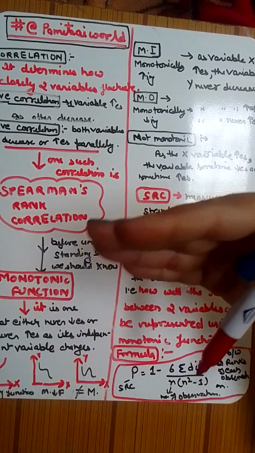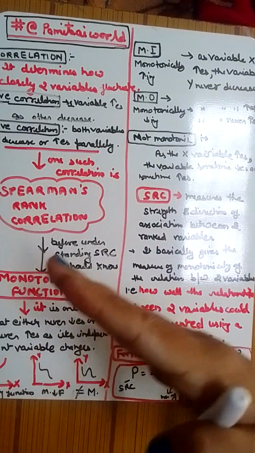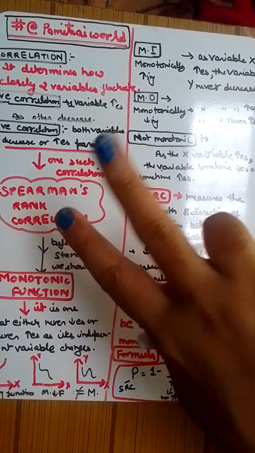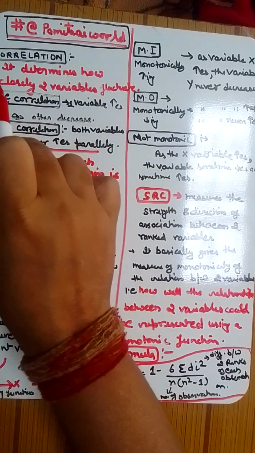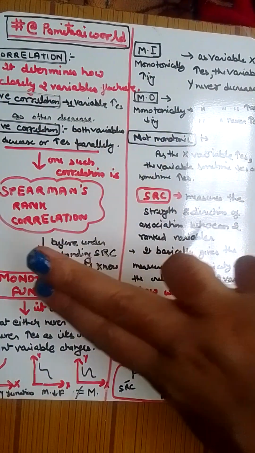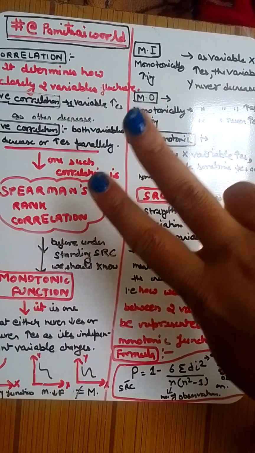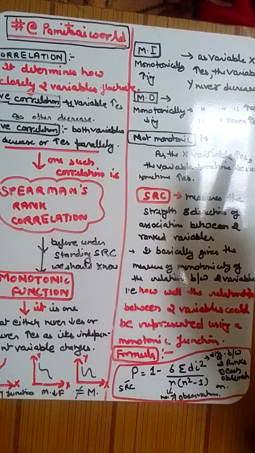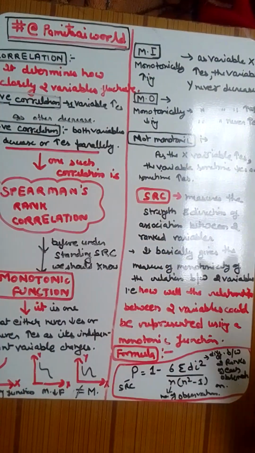If you eat more sugar, your weight would increase. Sugar increases, weight increases. Sugar decreases, weight decreases. So sugar and weight are two variables, and there is a positive correlation between the sugar intake of the person and the weight increase or decrease of that particular person. So it determines how closely two variables fluctuate.